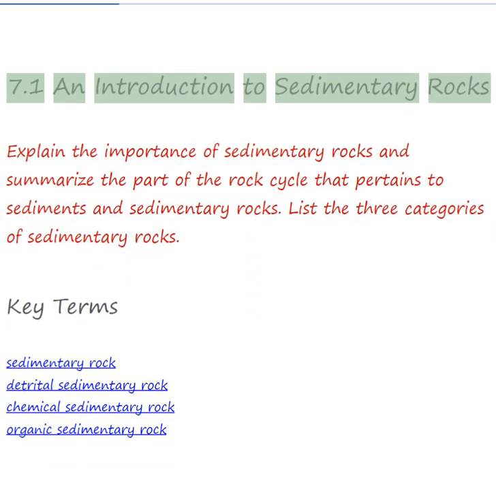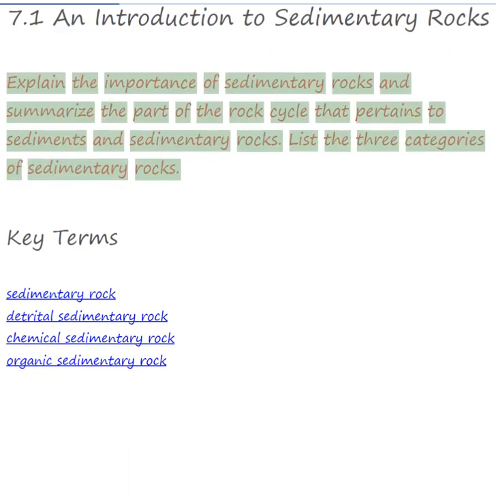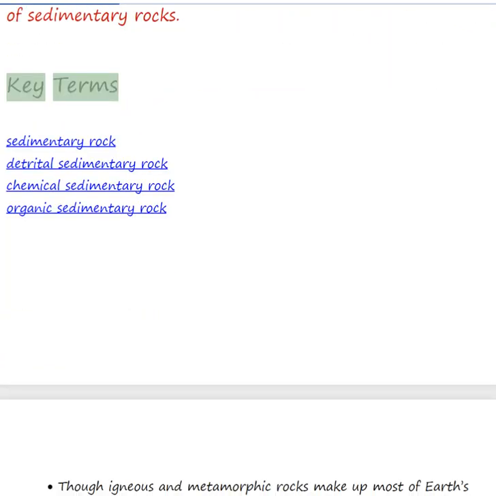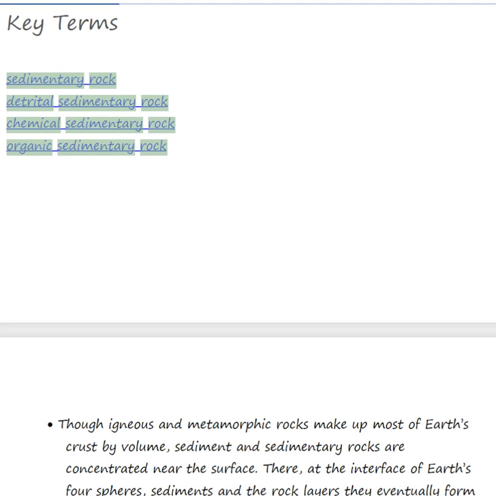7.1 An introduction to sedimentary rocks. Explain the importance of sedimentary rocks and summarize the part of the rock cycle that pertains to sediments and sedimentary rocks. List the 3 categories of sedimentary rocks. Key terms: sedimentary rock, detrital sedimentary rock, chemical sedimentary rock, organic sedimentary rock.